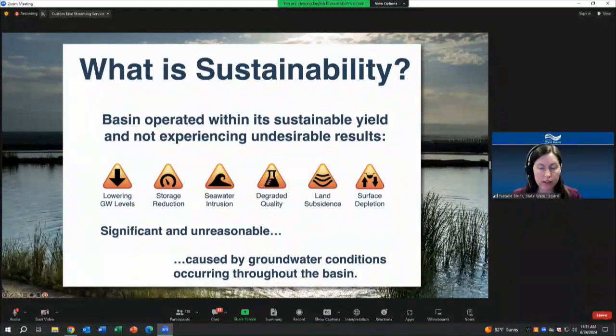Note that agencies don't have to address groundwater issues already occurring before 2015. The law focuses on conditions from 2015 forward.